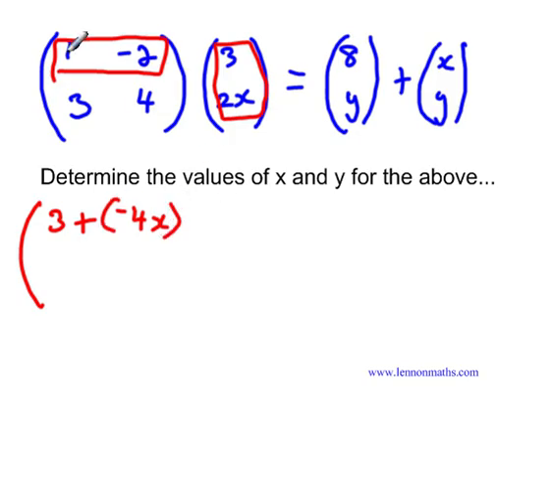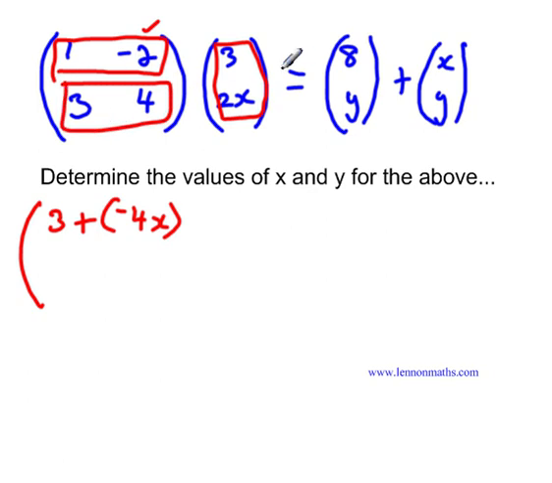Okay, let's go over that again. 1 by 3 will give us 3. Corresponding entries there. Negative 2 times positive 2x. 2 2's give us 4, and negative times positive is negative, so it's negative 4x. Now I'm finished with the first row, and now I'm going to move on to the next row.